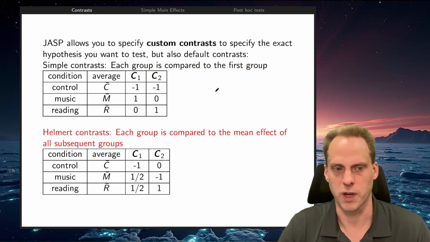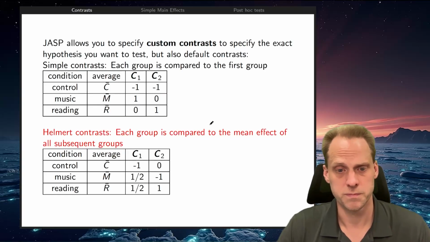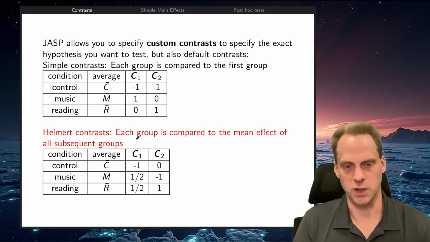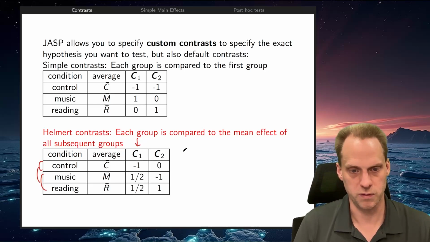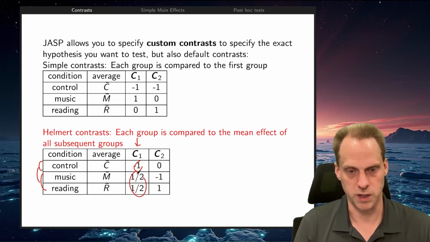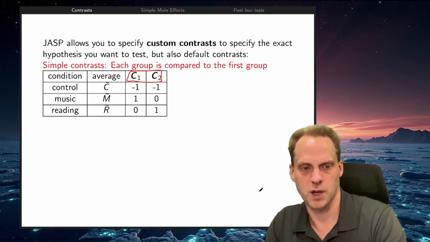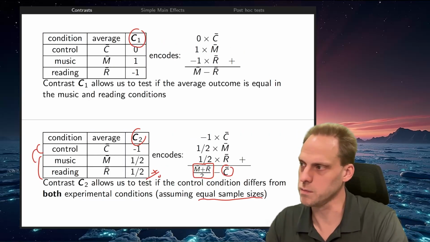And there's something called a Helmert contrast. Here each group is compared to the mean effect of all subsequent groups. So we first compare control. That's C1. It compares control to the average of music and reading. You see that here. This one compared to that one. And in C2, music doesn't play a role anymore, and we look at the difference here. A Helmert contrast is actually what we did here, because we did it the other way around, but it's the same idea.